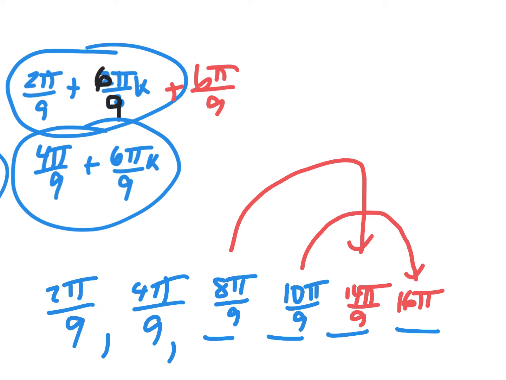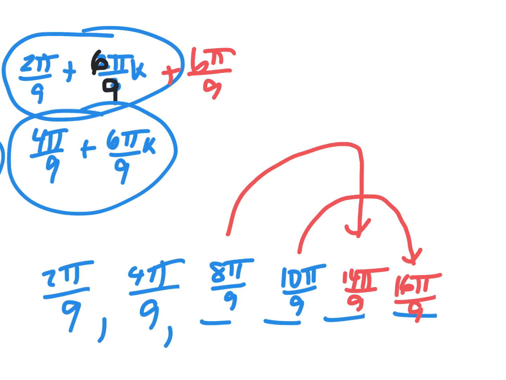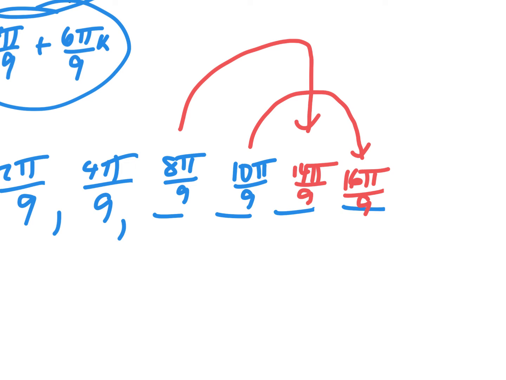16 pi over 9. And just to make sure you didn't mess it up, I would go, okay, if I'm in pi over 9s, then the biggest I could have ever gotten was 18 pi over 9. And that's actually too big because you're not supposed to be 2 pi. So as long as I stayed under 18 pi over 9, I was good. And I did. So there we go.